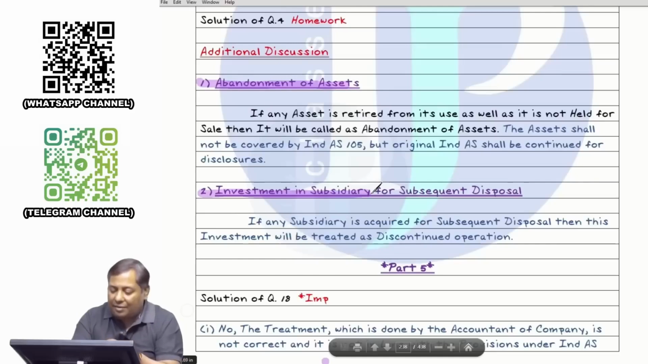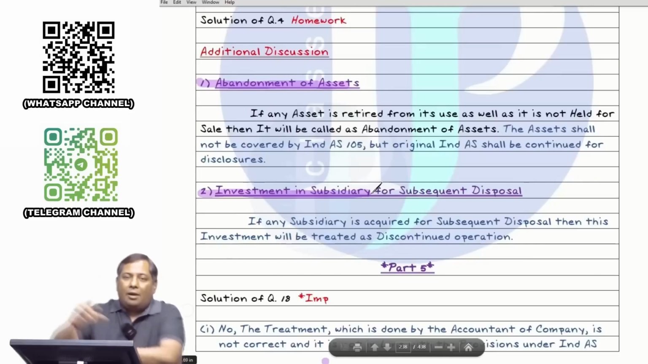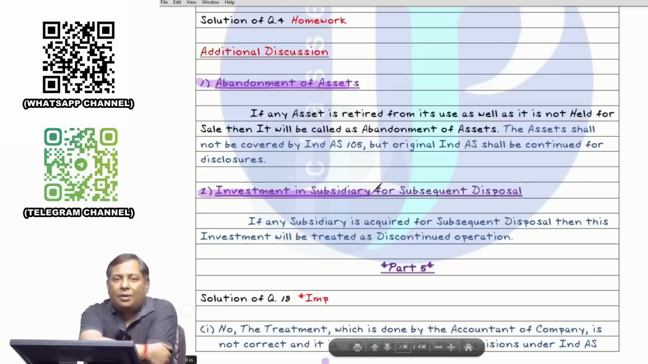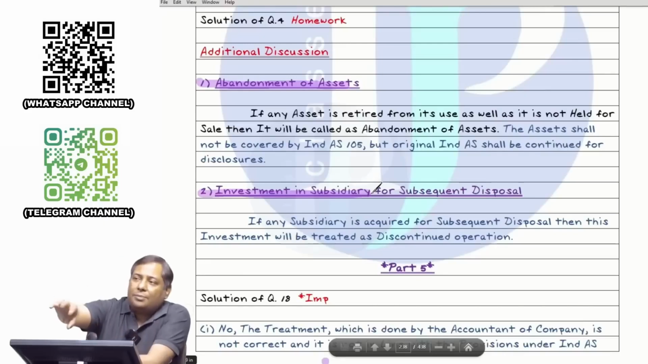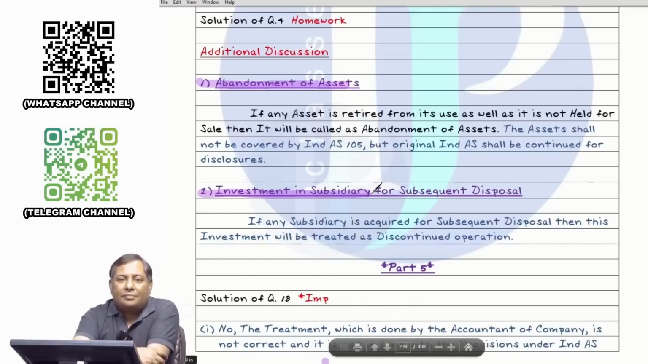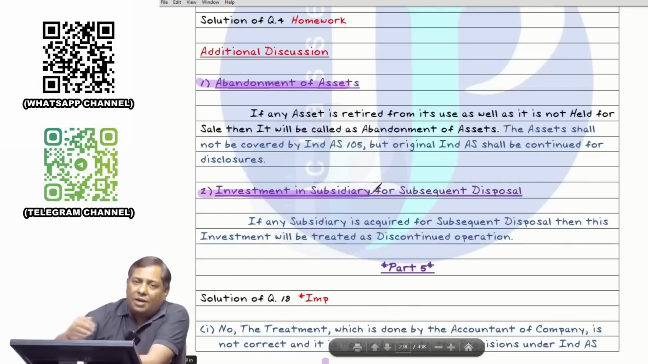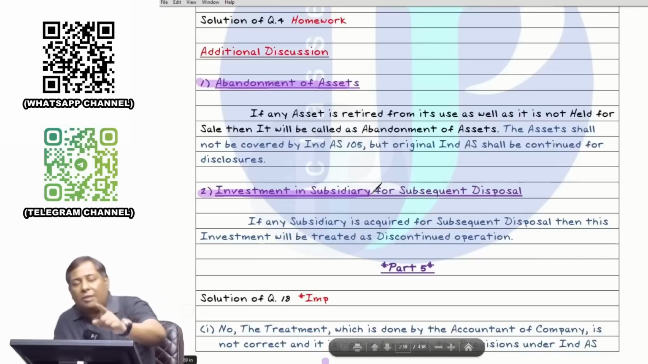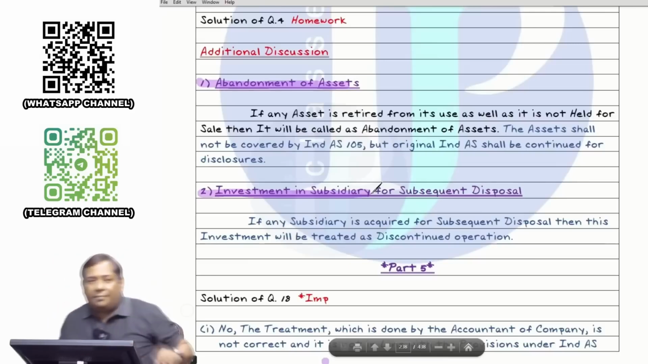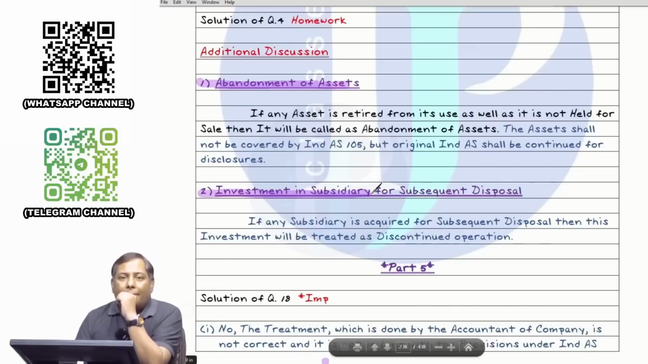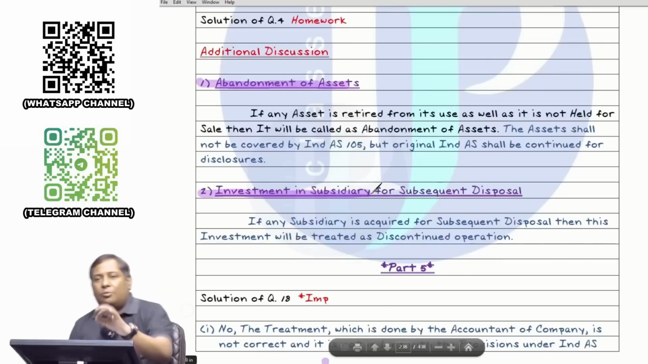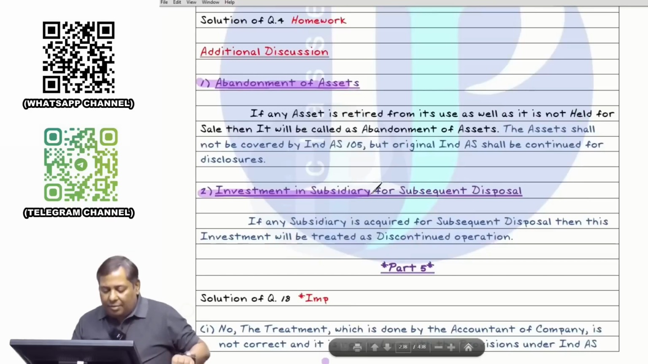I had mentioned the investment in the subsidiary. Suppose you invested in a subsidiary and your intention is to sell it in the near future. If you are planning to sell any subsidiary in the near future, that is also an example of a discontinued operation. So in case you plan to sell an investment in a subsidiary, we will treat that as a discontinued operation. I have told you all the theoretical things. Now we have lecture number 5.